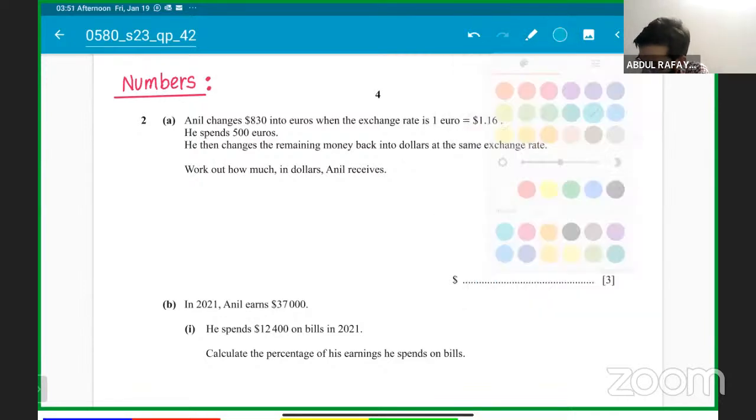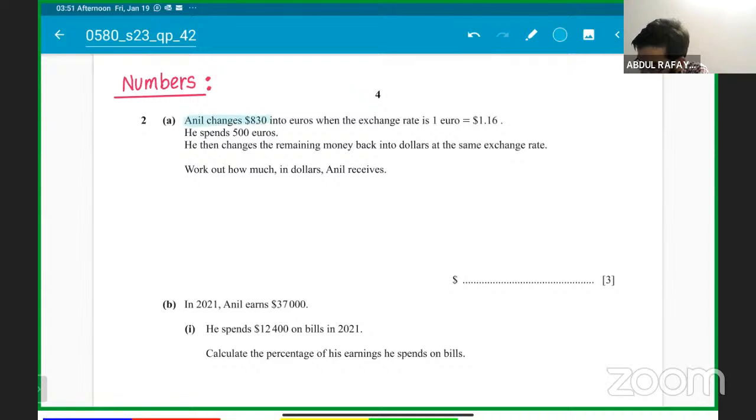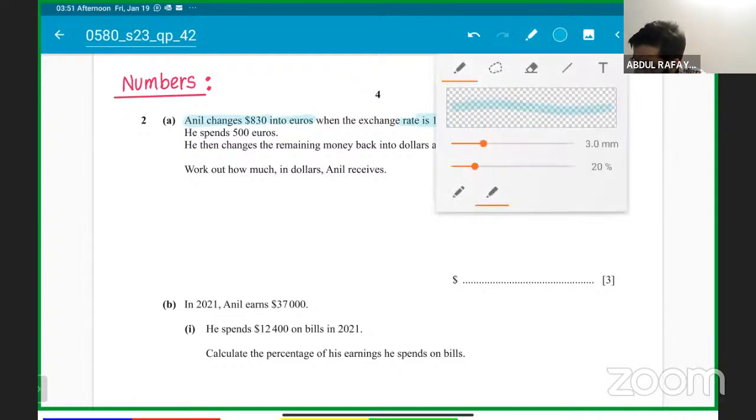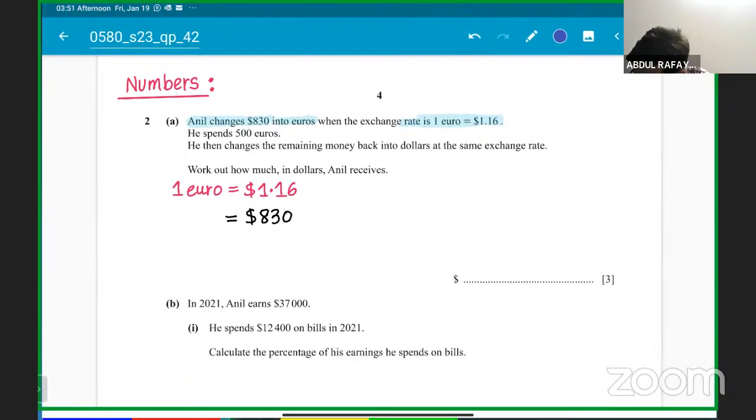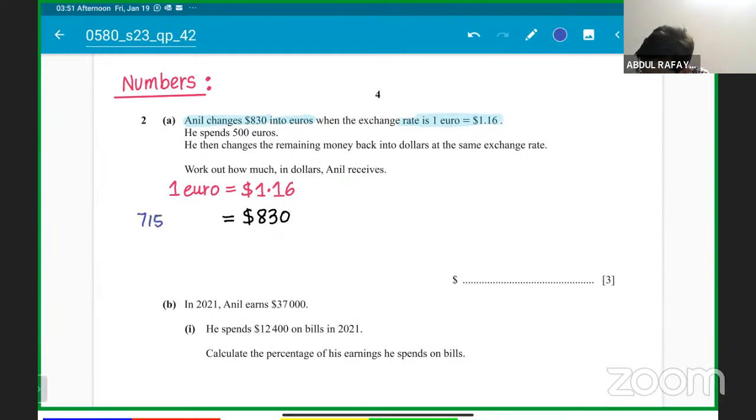Very simple part A: Anil changes $830 into euros when the exchange rate is 1 euro to $1.16. So let's write it down. If you already have the exchange rate, 1 euro equals $1.16, and you have $830, you will convert them to euros first. How will you convert? Simple, 830 divided by 1.16, and I'm getting 715. Everyone getting it?